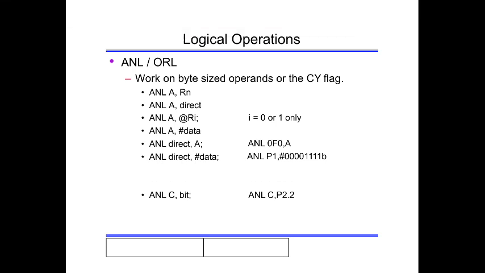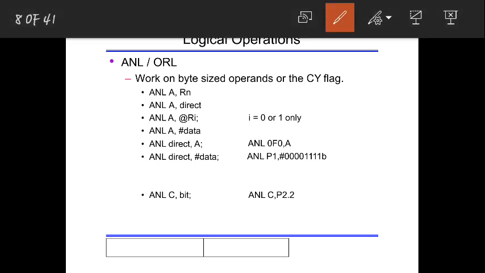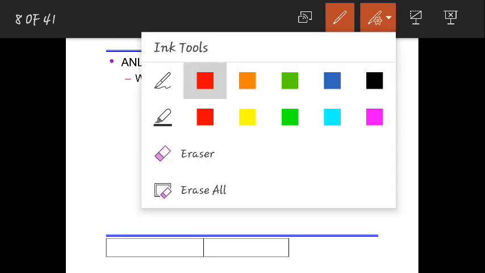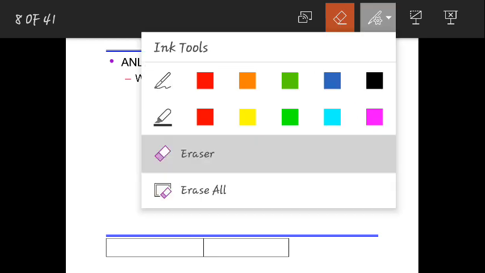Now the same thing, okay, instead of ANL we'll replace everything with ORL. See here, instead of ANL write ORL, here also ORL. Same thing, but here I'll just take a small example for this.